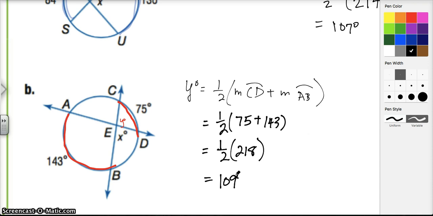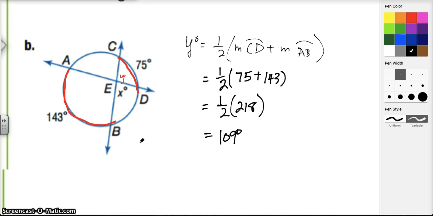But we're not done, right? Because remember, we're not trying to find Y, we're trying to find X. So if I know that Y plus X is going to give me 180, or X plus Y is equal to 180, just by virtue of them being supplementary, I'm going to replace my Y with 109 and figure out what X must be.